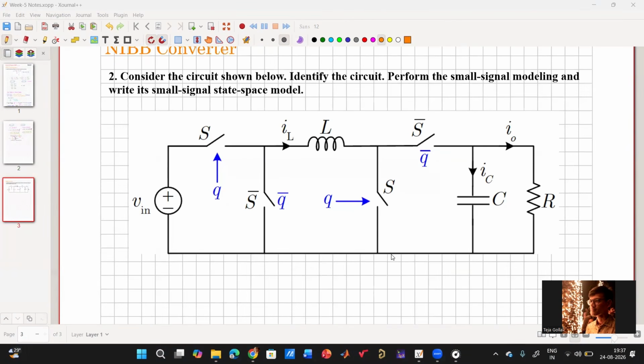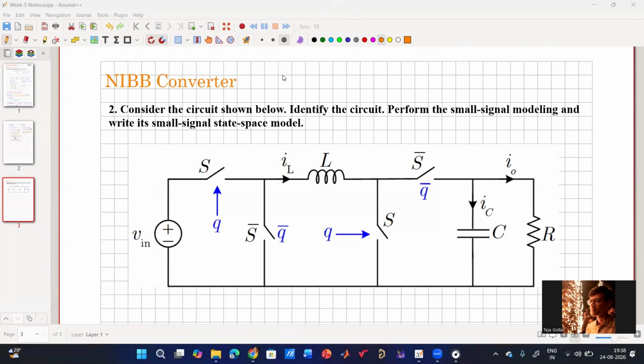It's a combination of two converters. Which converters are those? Buck boost. Very good. So they are buck as well as boost. That's why it is called a non-inverting buck boost converter, because the output is not inverting, it is non-inverting.